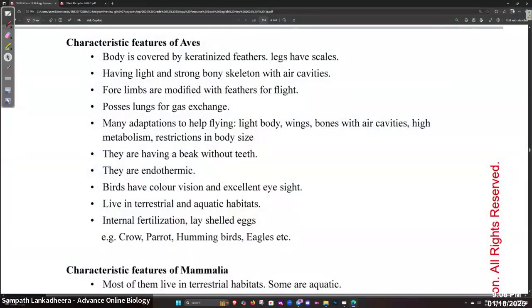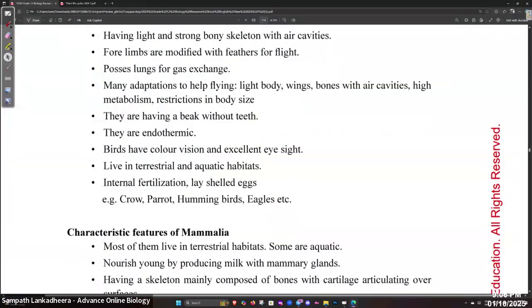Light and strong bony skeleton with air cavities, so the bones are relatively light. Forelimbs are modified with feathers for flight. They possess lungs for gaseous exchange. Many adaptations help with flying: light body, wings, bones with air cavities, and a high rate of metabolism because they need a lot of energy to fly. Body size restrictions are there because they can't carry a huge body, they can't airlift it. So the body size is limited.